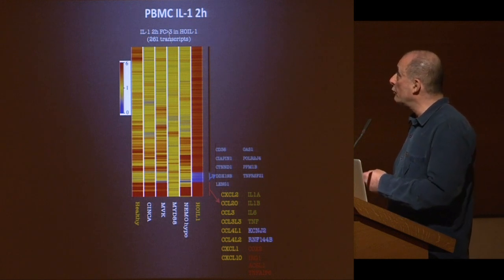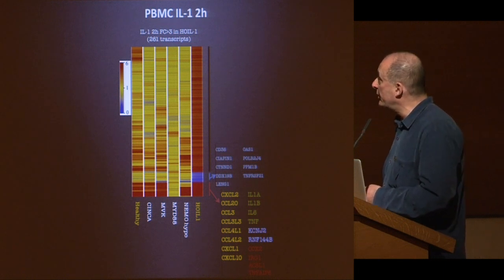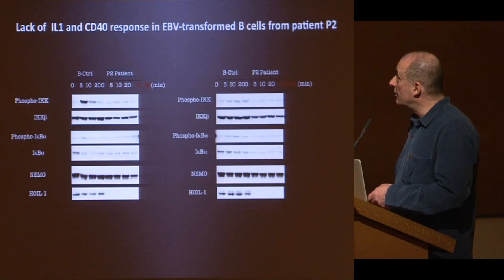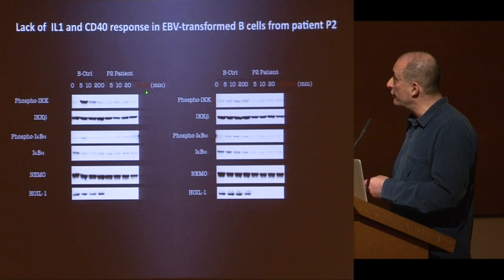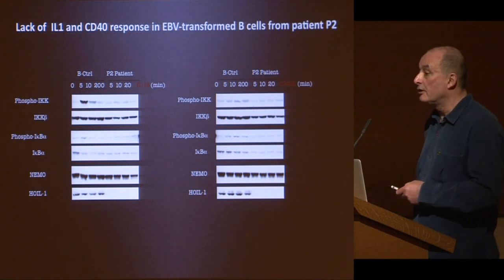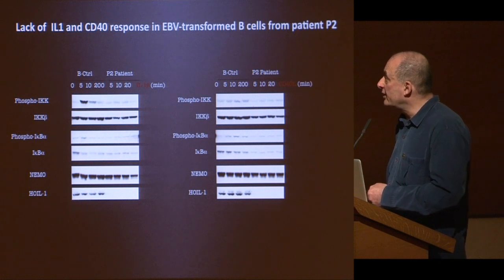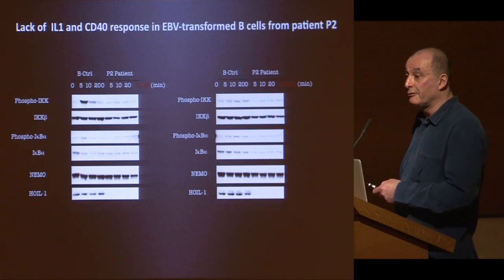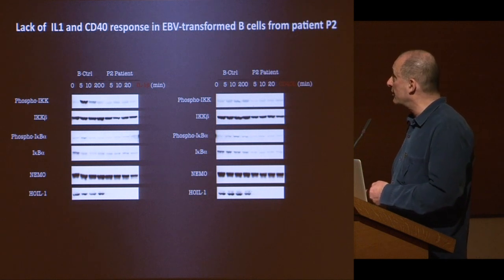And of course, we wanted to know which cells within the PBMC were responsible for the hyperresponse. And so far, the only cells that we've been able to test are EBV-transformed B cells, which show that in response to IL-1 and CD40, the NF-kappaB response is completely down, which means that other cells within PBMC are probably responsible for that hyperresponse. NK cells, T cells, monocytes. We have to determine which cell or cell combination is responsible for this response.